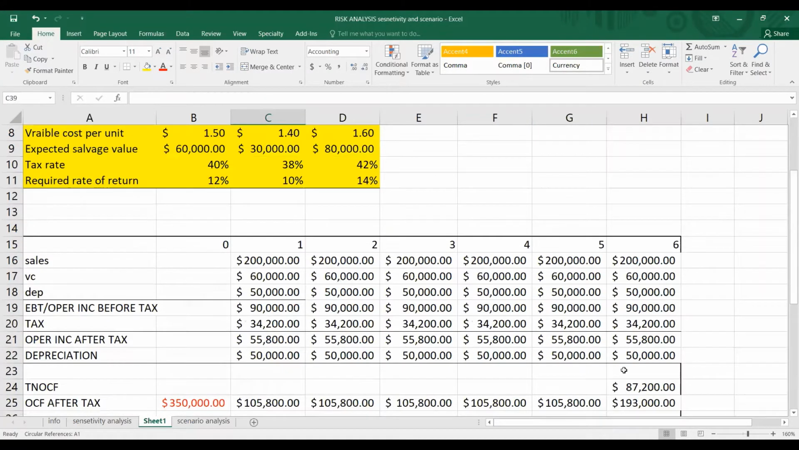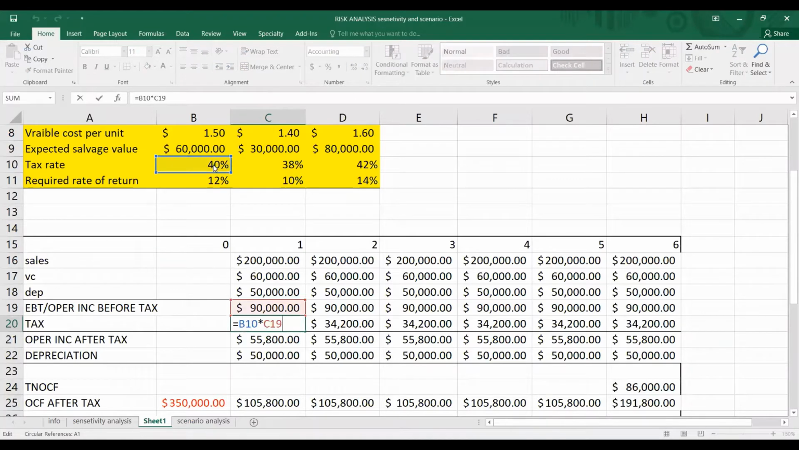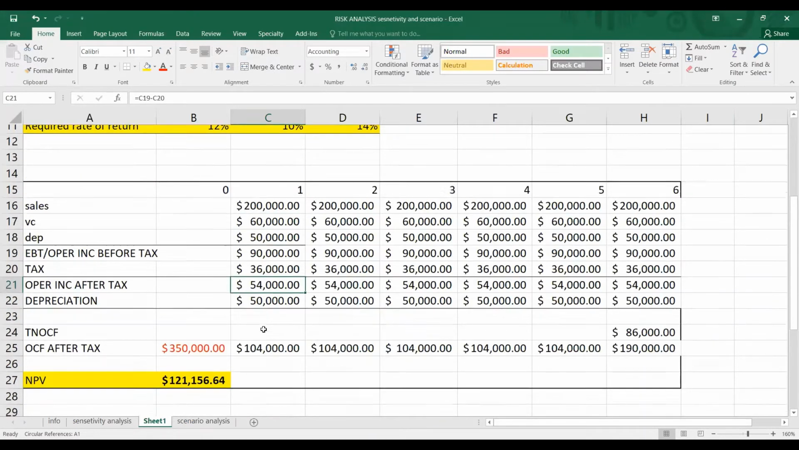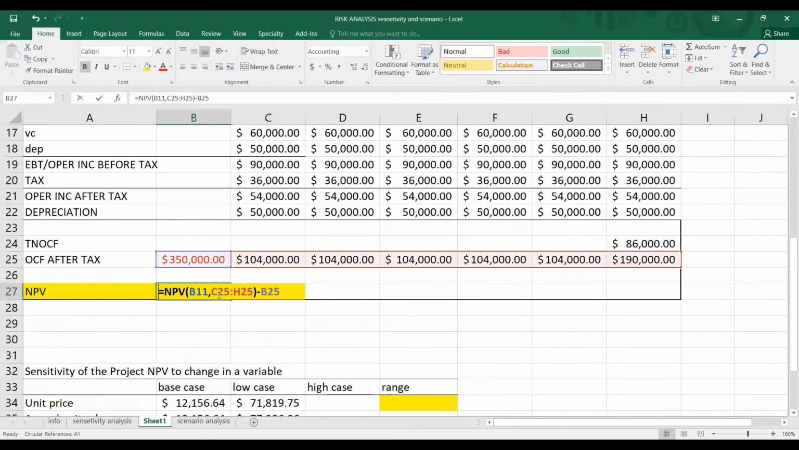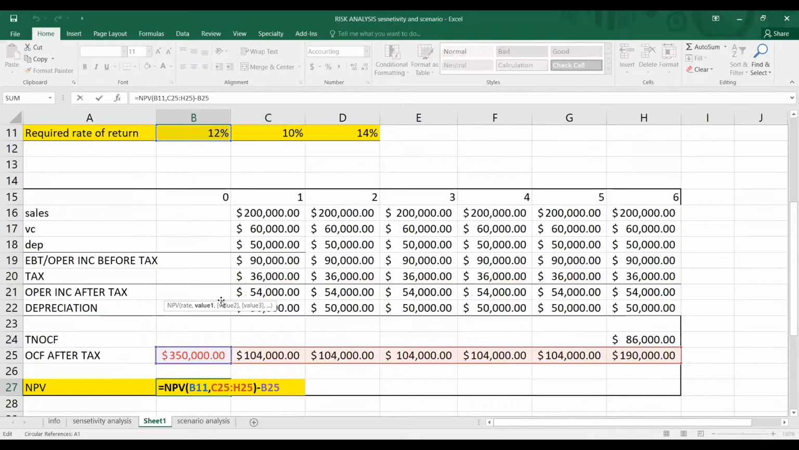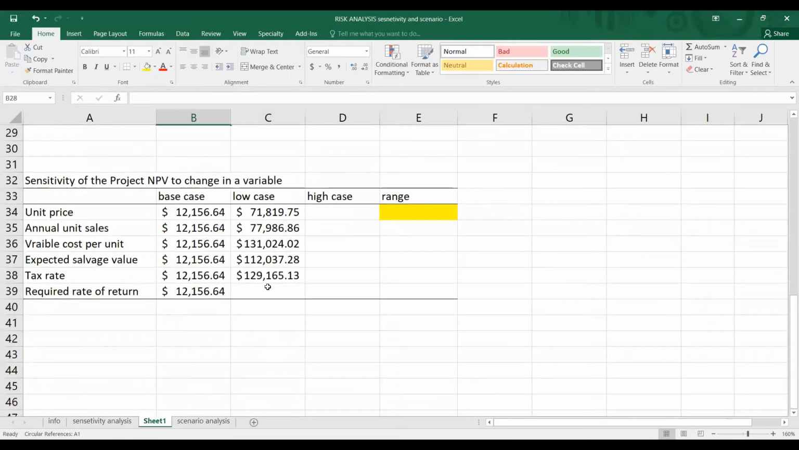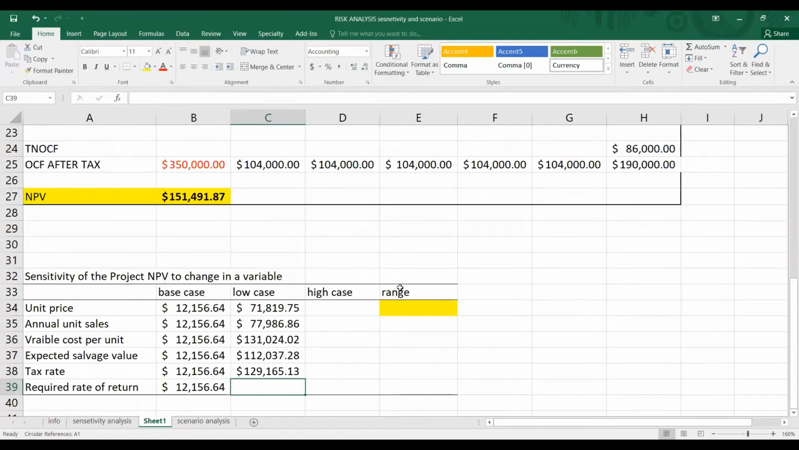And I'll put everything back. Let me see how the required rate of return changes things if it changes. It only affects the NPV, and it's dramatically increased to 151.